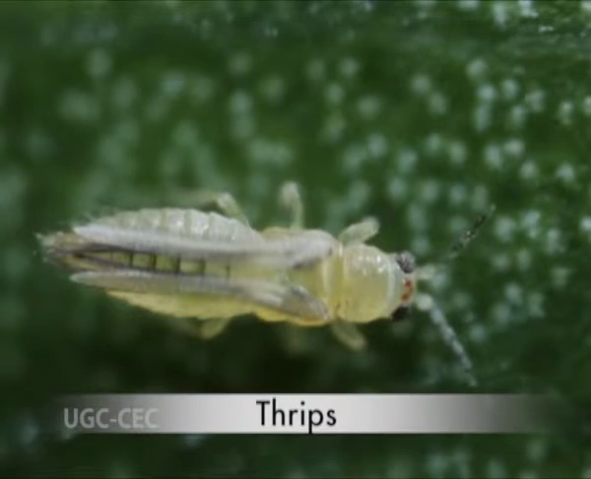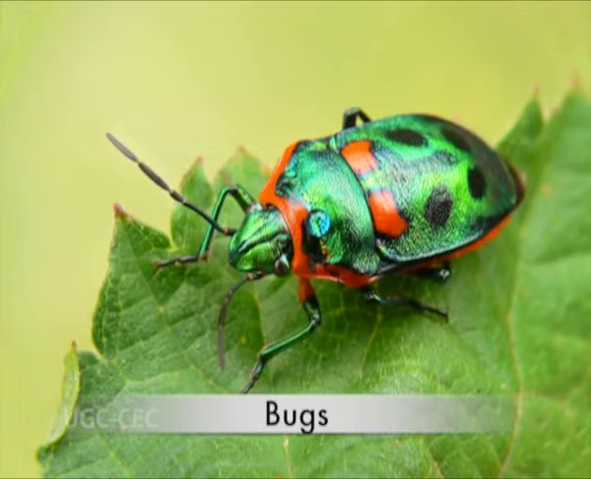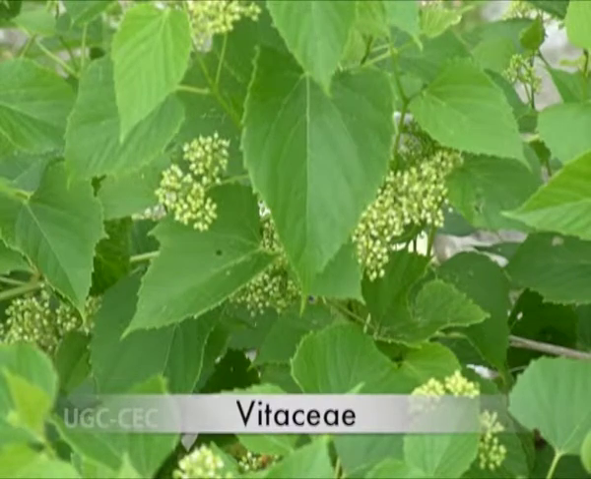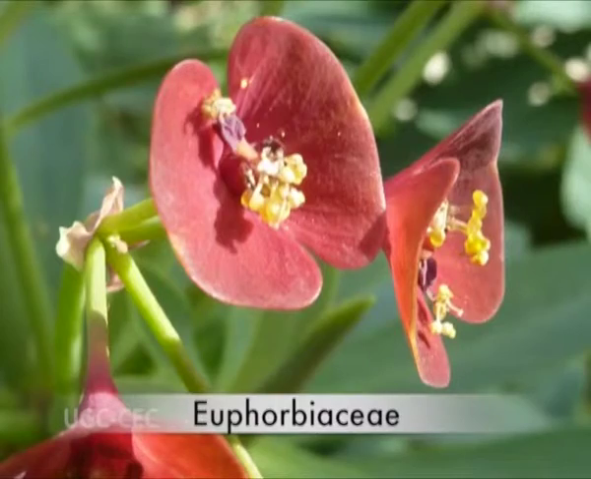Beetles, thrips and bugs are short-tongued. They feed on the flowers of the plants belonging to families Rutaceae, Vitaceae, Umbelliferae, Euphorbiaceae, etc., which have fully exposed nectaries. They also visit plants of the families of Brassicaceae, Rosaceae, Ranunculaceae, etc., which have partially concealed nectaries.